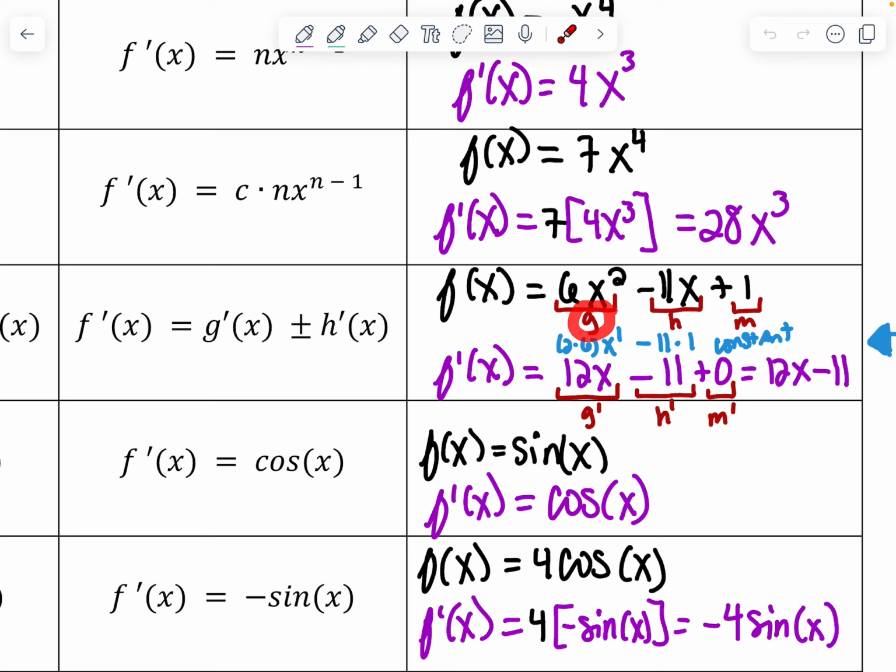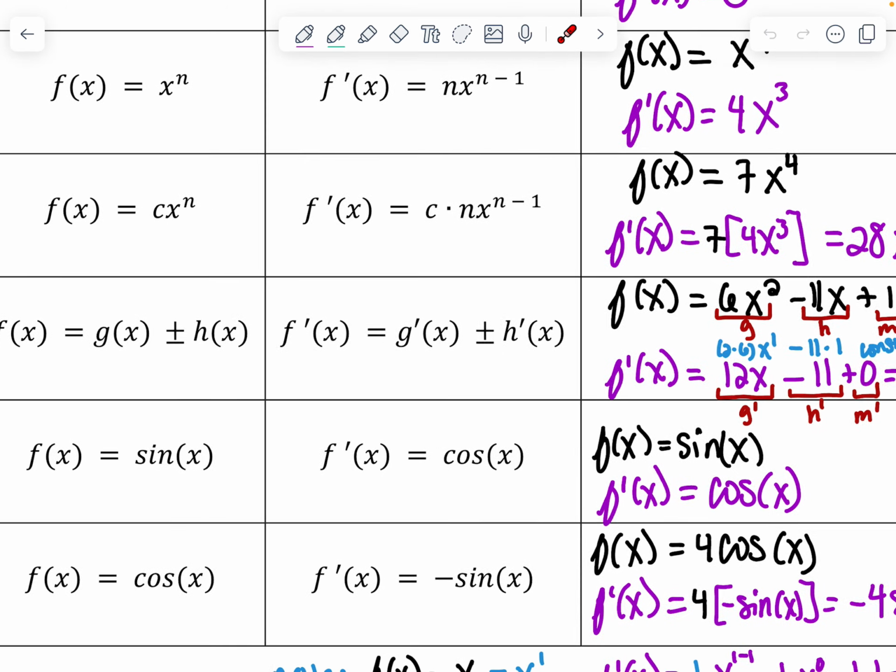Now my g function, which is the first term, has a g prime derivative. If I subtracted the polynomial, I'm going to subtract in the derivative. When we take the derivative of 11x, turns out x just turns into 1. We'll talk more about that in a moment. But then I had 1 times that lead coefficient to get the derivative. And the same thing, we already talked about the derivative of a constant is 0. So after simplifying, I should be writing a final answer of 12x minus 11.